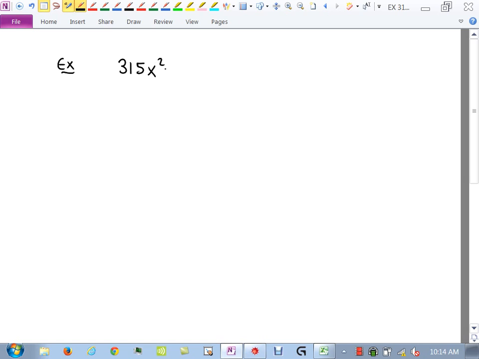315 x squared y squared plus 175 x to the 4th y to the 3rd minus 210 x cubed y. What you should notice first is that it is not a binomial, it is a trinomial. And therefore, when we pull a GCF, when we put our parentheses, we need to leave enough room for a trinomial.